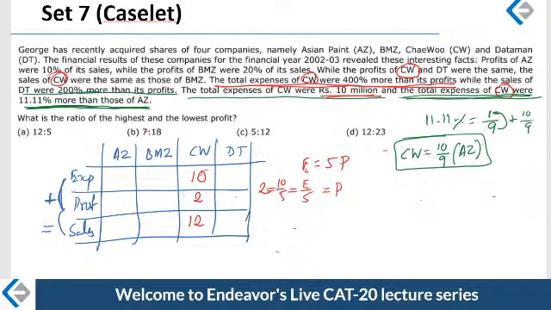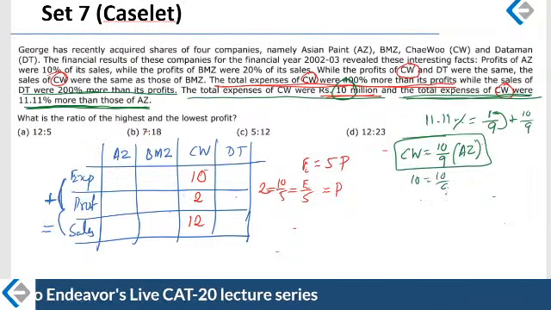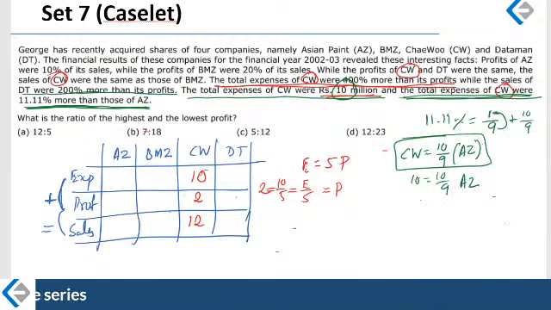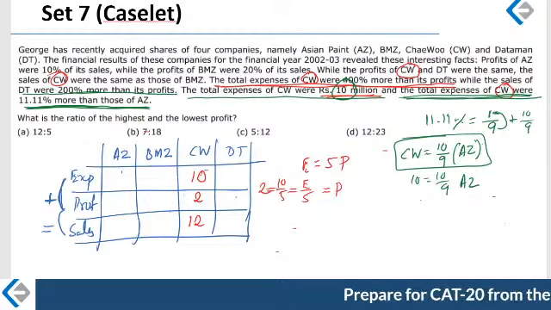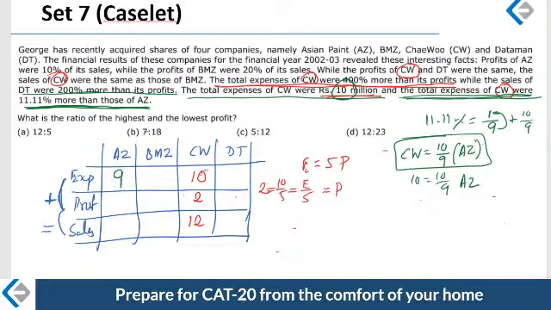Do I already know the value of CW? Yes, that's given to me, 10 million. Therefore 10 is equal to 10 by 9 times of AZ. Therefore what is AZ, my friends? AZ is nothing but 9. That's the information the author is trying to tell us here. So the total expenses of CW are 10 million.